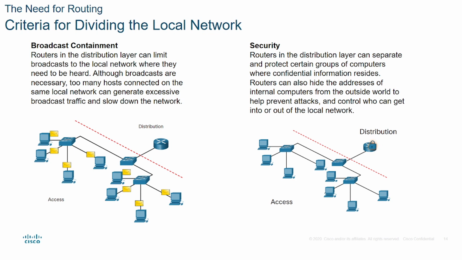Routers in the distribution layer can limit broadcast to the local network where it needs to be heard. Although broadcasts are necessary, too many hosts connected on the same local network can generate excessive broadcast traffic and slow down the network. So you can see here that this router is connecting this particular switch to this other switch.